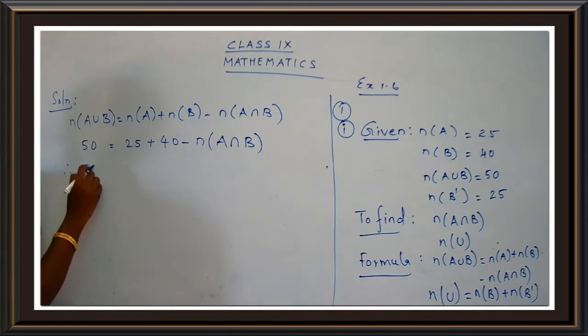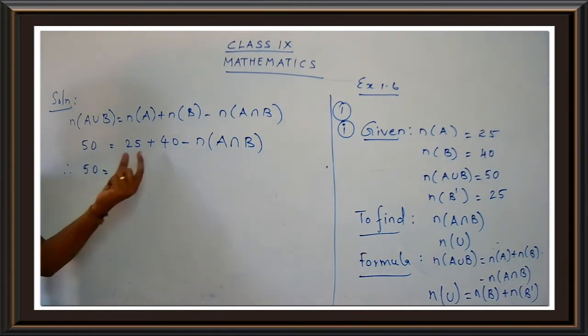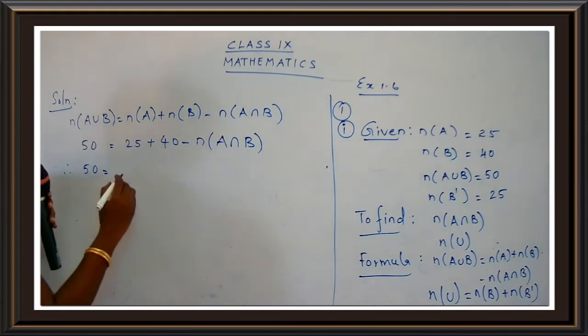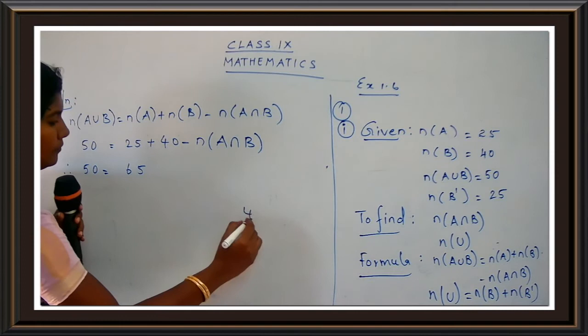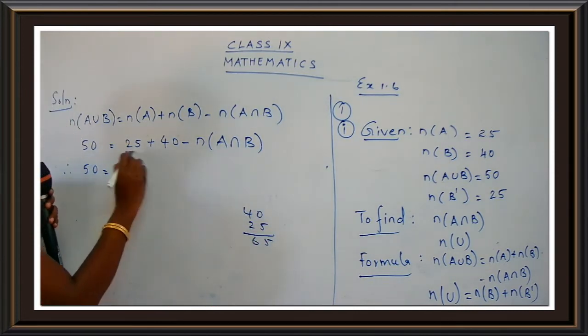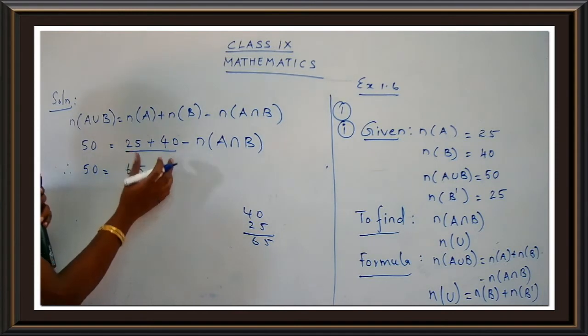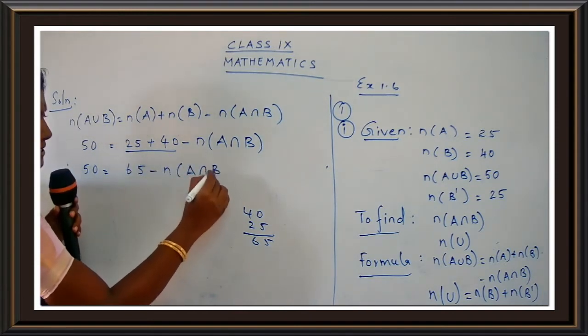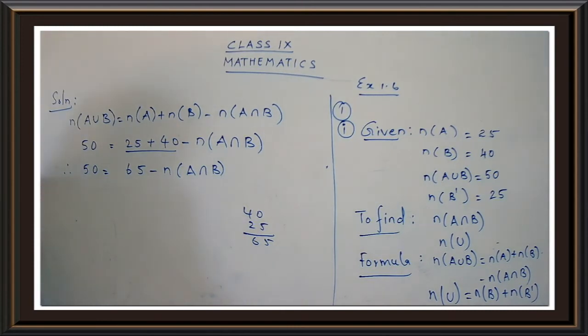Now let's try to simplify it further. Therefore, 50 is equal to, what do you get when you add 25 and 40 children? 25 plus 40 gives you 65. 65, yes. So I have found the answer for 25 plus 40. Now just write down here minus n of A intersection B. I hope you are clear till here. Yes children, any doubt? No doubt. Very good. Now let's move further.